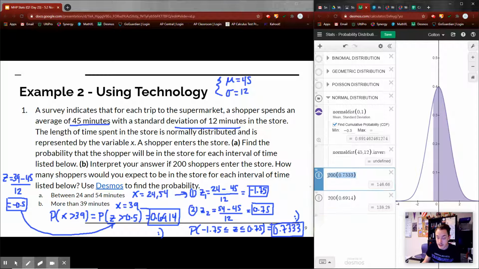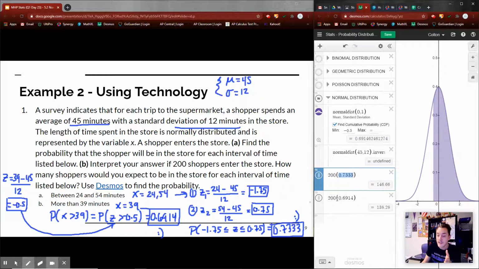Between 24 and 54 minutes. So if you're looking at 24 to 54 minutes, this is the probability that a shopper will spend between 24 and 54 minutes in a store. If that is the probability we found, then if I take 200 shoppers in general, I would expect roughly 147 shoppers in the store that are shopping 24 to 54 minutes.